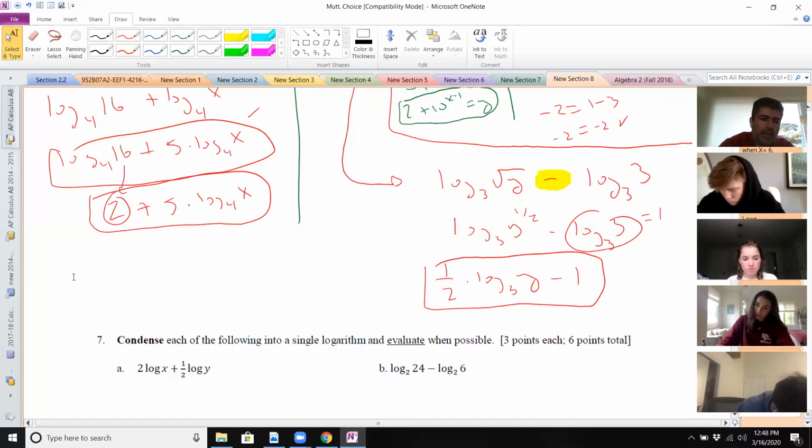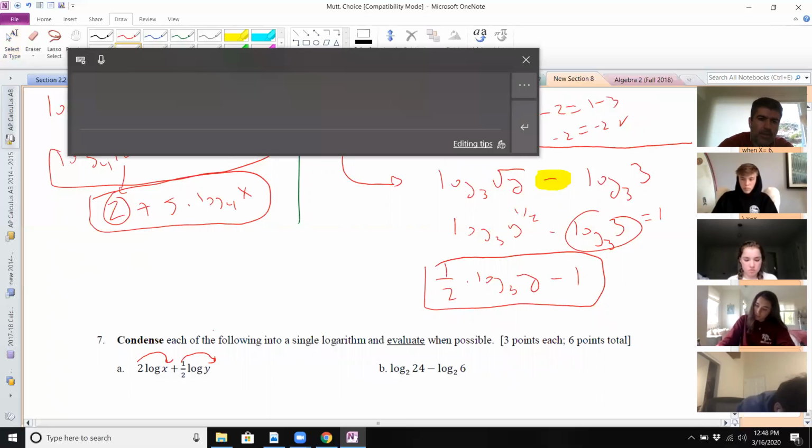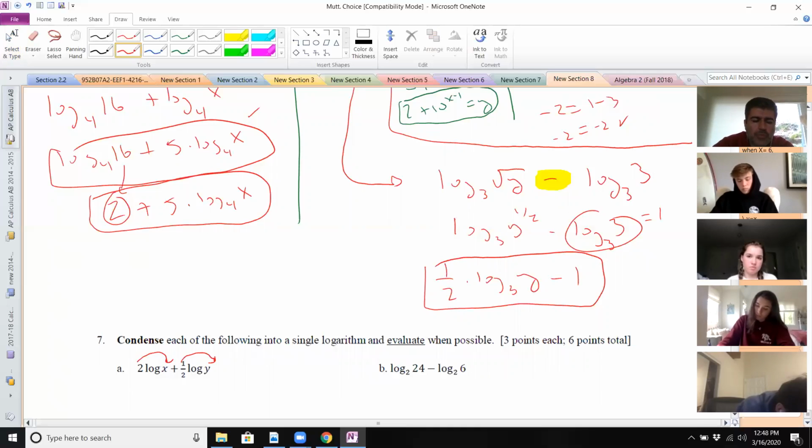So very important that we roll back any numbers being multiplied and treat them as exponents. And then of course, if you see a plus, you multiply. If you see a minus, you divide.